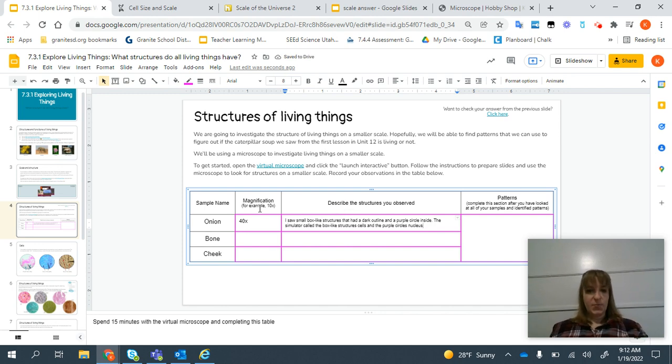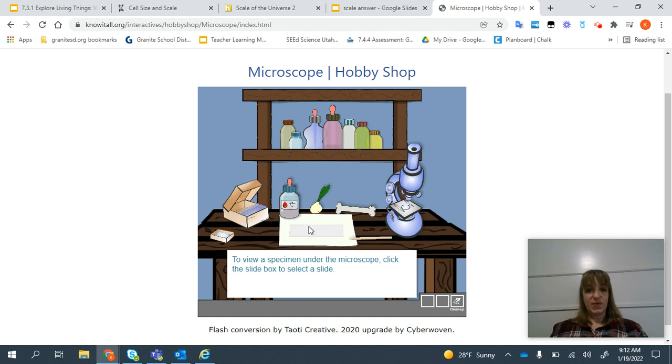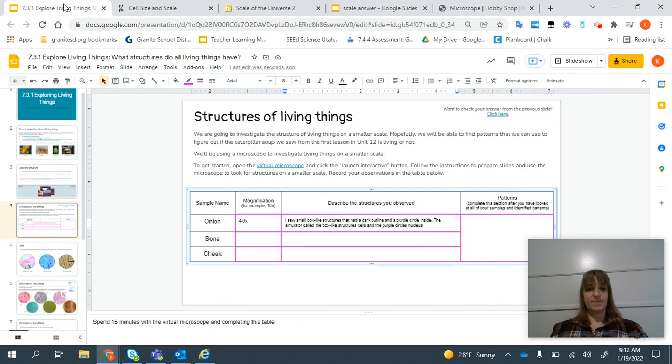Okay, so we're going to go back and we're going to do the bone. So after you've cleaned up, you can go and prepare a slide. Remember to follow the instructions down here. It will tell you what to do piece by piece. This time you're going to look at the bone cells. And remember, we're looking for patterns to see if there are similar things at a microscopic level that all living things have in common, similar structures.